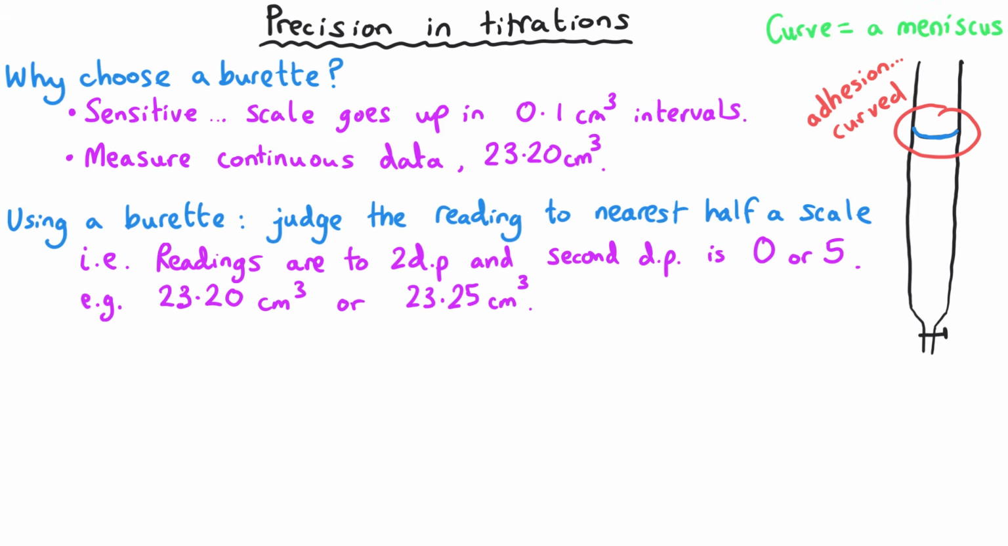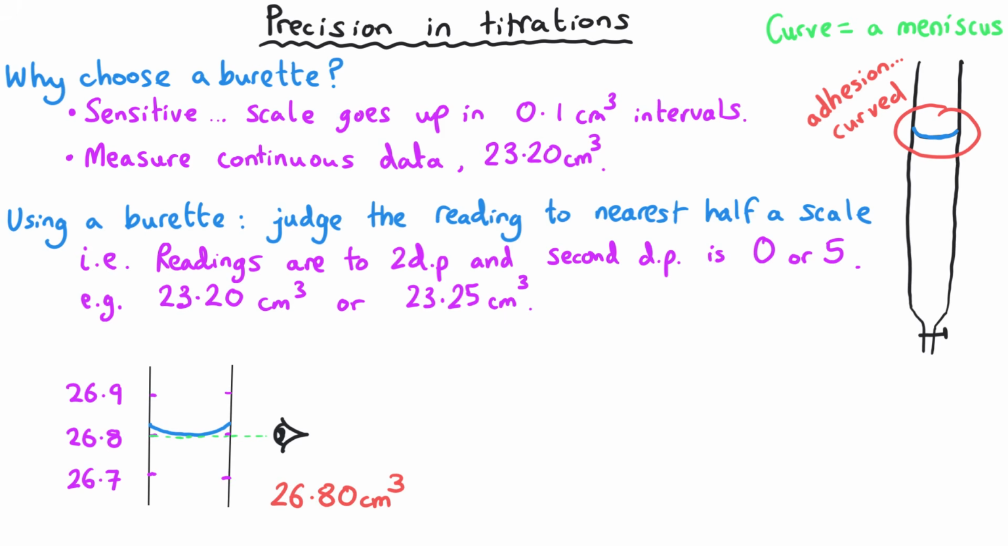And so if we zoom in on a particular bit of a burette, what we have to do when we're judging the volume that's remaining in the burette is really crouch down and get our eyes level with the line, with the bottom of that meniscus, because that's where we judge our volume reading. You can see here in this first example that we're going 26.7, 26.8, 26.9. And in this example, the bottom of the curve is exactly bang on 26.8.